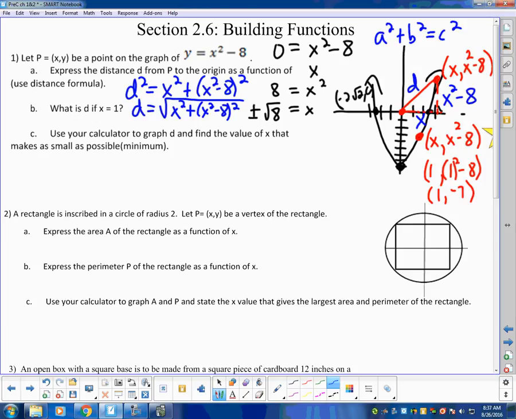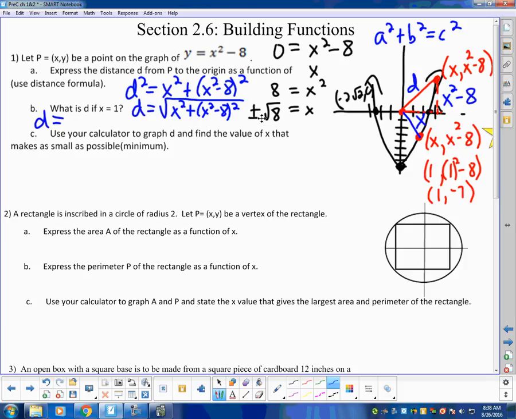So if x equals 1, I'm actually 7 down here. But that's not my distance, that's the coordinate, (1, -7). So in part B, what is the positive distance from here to here? You could think of it as 1 squared plus negative 7 squared, or you could just plug 1 into your formula. According to the formula, what does D equal?